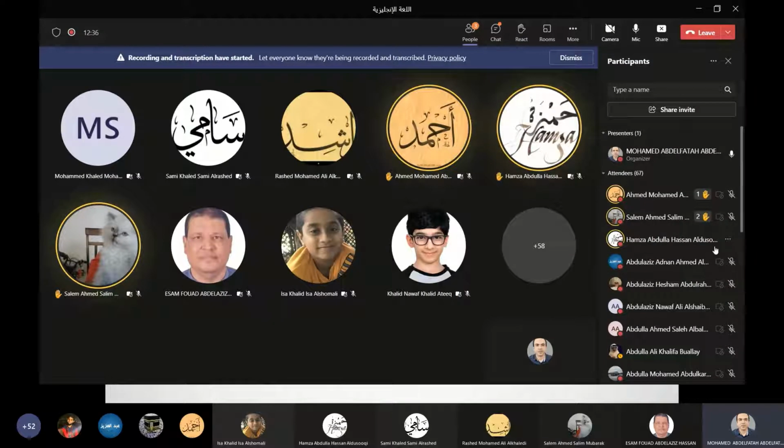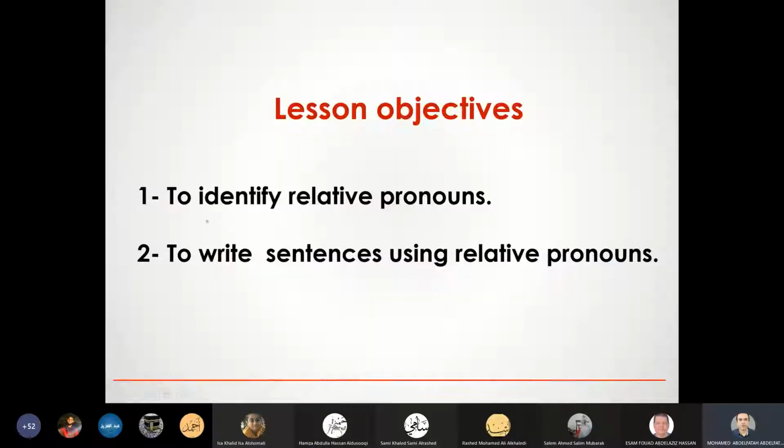And now I will ask one of you. I can see here Ahmed is raising his hand. Ahmed, you can turn on your microphone and help us recognize the objectives of our lesson today. Good morning, Ahmed. Can you help us read the objectives of our lesson today? Yes, teacher. To identify relative pronouns. Relative pronouns. Bravo. Number 2. To write sentences using relative pronouns. Bravo, Ahmed. Good reading.